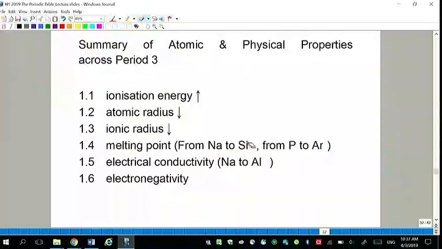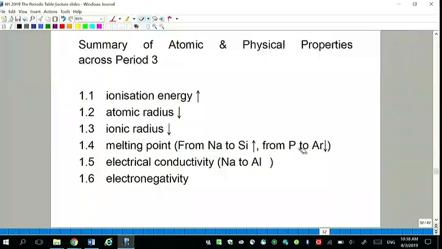Melting point, from sodium to silicon increases, then the general trend for P to Ar is decrease, but take note that the one with the highest melting point is actually sulfur because the molecular formula is S8. Phosphorus is P4. Chlorine is Cl2. You just need to take note of this. Then you can go and look at the Mr.